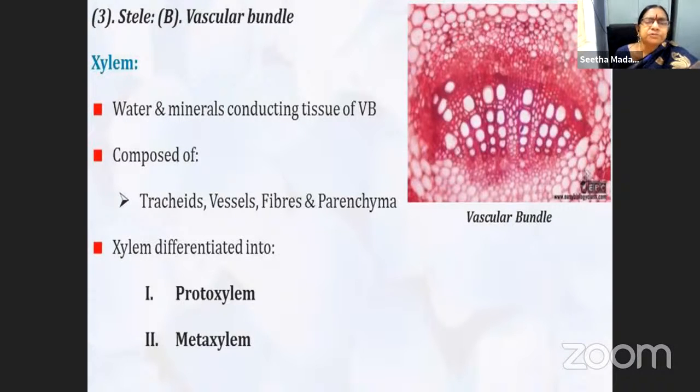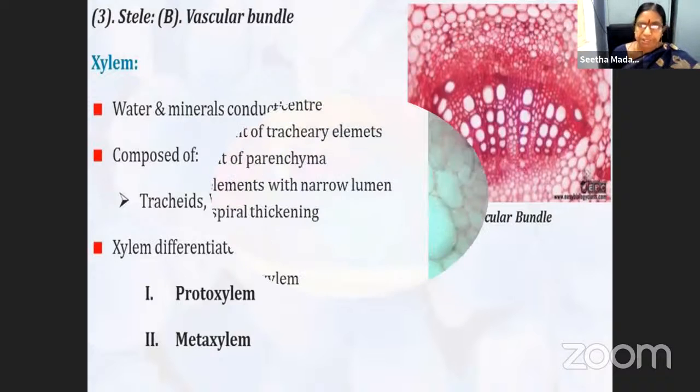Then coming to the vascular bundle, the main components are xylem. Xylem, of course, you all know is the water conducting tissue. Xylem vessels help in conduction of water and minerals. Water is absorbed from the soil by the roots of the plant, and roots conduct water to the stem, and stem in turn conducts water to the leaves. It is composed of tracheids, vessels, fibers and parenchyma. And xylem is also differentiated into protoxylem and metaxylem.